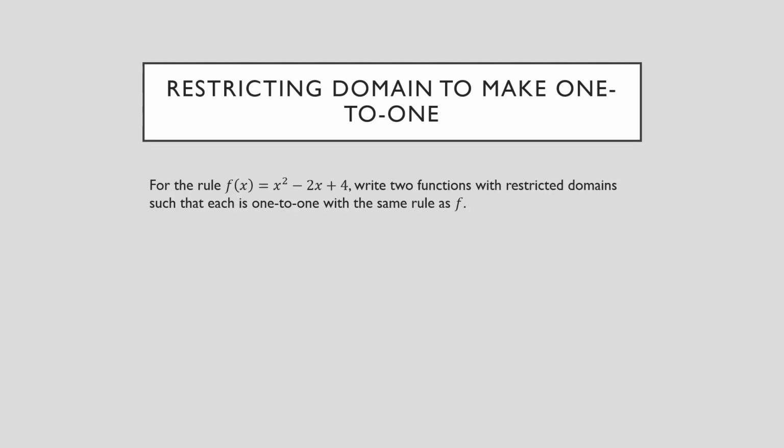And because the domain hasn't been told to us, we're assuming that it's the largest possible domain, which is all real numbers. Our job here is to write two functions with restricted domains such that each is one-to-one with the same rule as f. Okay. Now think about how we did that in the last example.